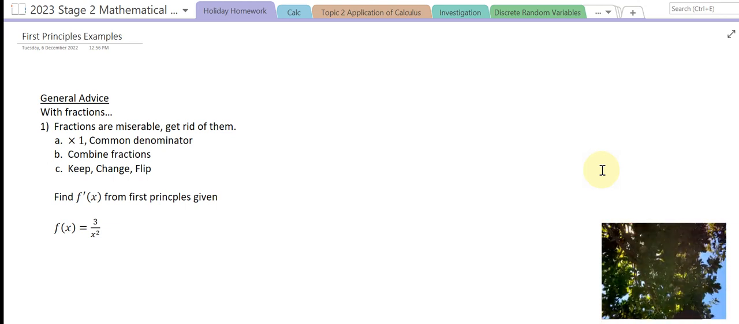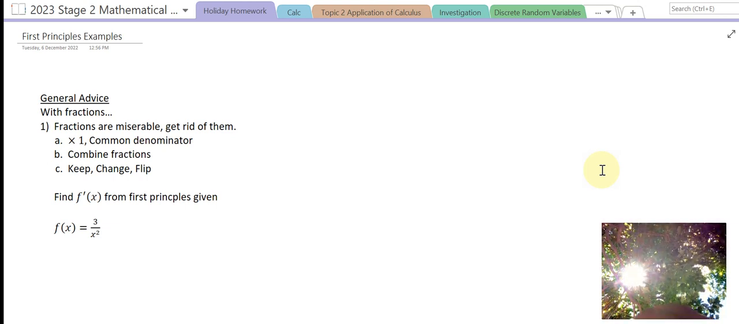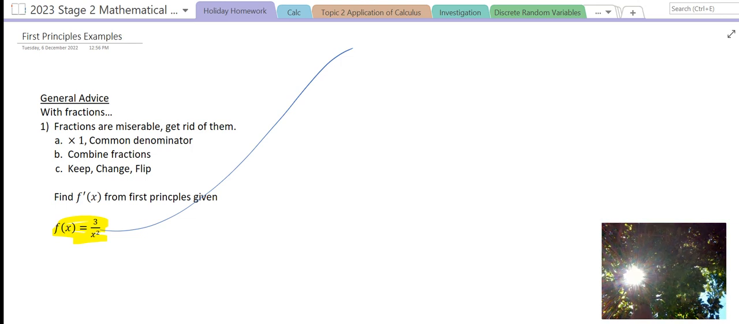Alright, so the first example we are considering is f of x equals 3 on x squared. Now, before you even start doing anything with first principles questions, it's worth doing it off in the margin or on scrap paper, just reminding yourself of what the answer should be.